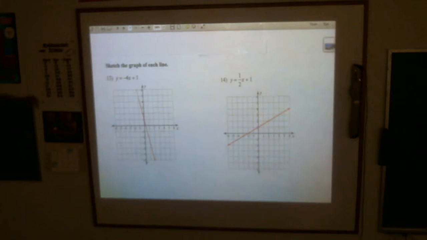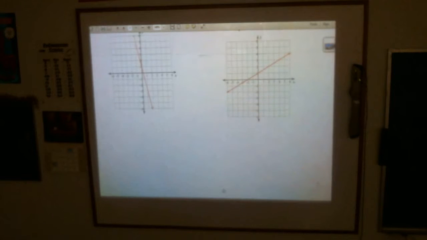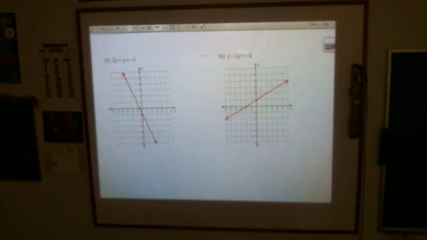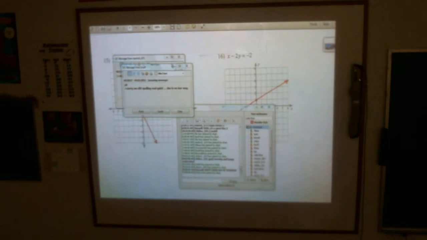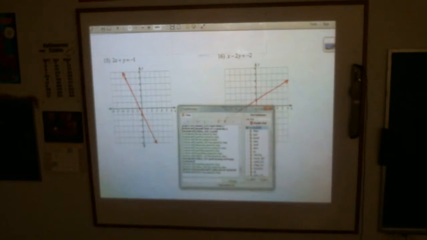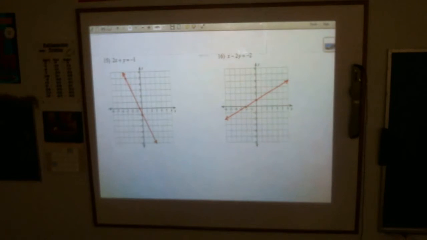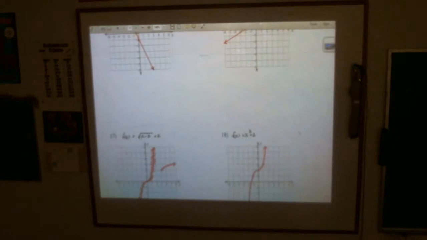13. We should have a line that looks as such. 14. Mine looks as such. 15 looks as such. What was 14? There you go. 16 looks as such. You go back to 14. Not right now. So ours is just a little bit of that.